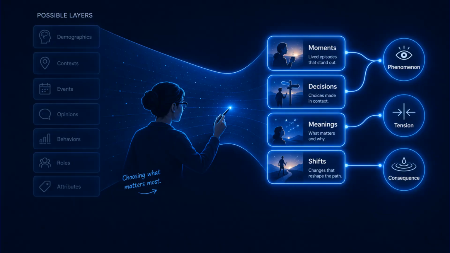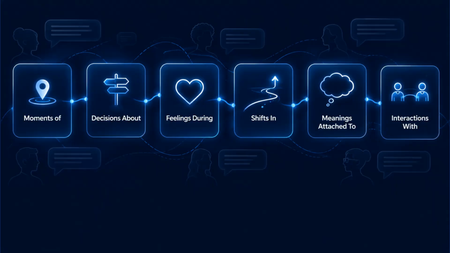After you list possible layers, choose the ones most central to your research question. You may have 6 or 7 possibilities, but only 3 or 4 may truly matter. Select the layers that best connect to the phenomenon, tension, and consequence. A strong layer map usually sounds like lived experience. It uses language like moments of, decisions about, feelings during, shifts in, meanings attached to, or interactions with. That language keeps the layer close to what participants can actually describe.